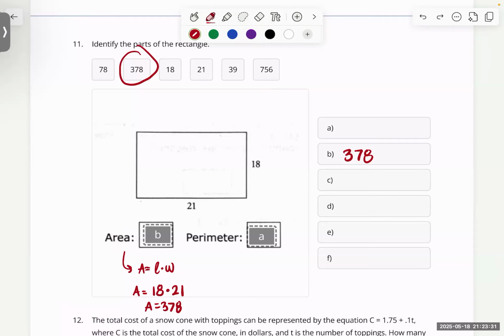Okay, perimeter. Perimeter is the total distance around the object. For every rectangle, the opposite side of this 21 is also 21, and the opposite side of this 18 is also 18. So we need to add everything around this. That's the perimeter. So 21 plus 21 plus 18 plus 18. And that is going to be, do it in your calculator, 78. And that's it.